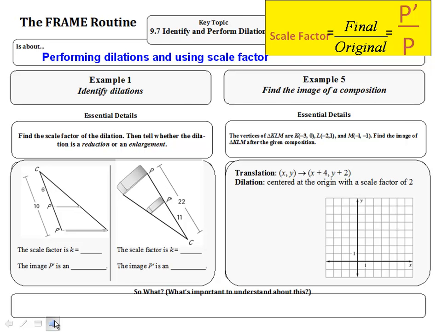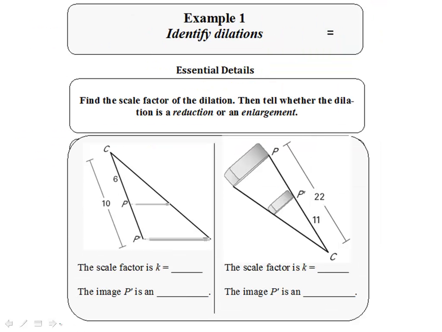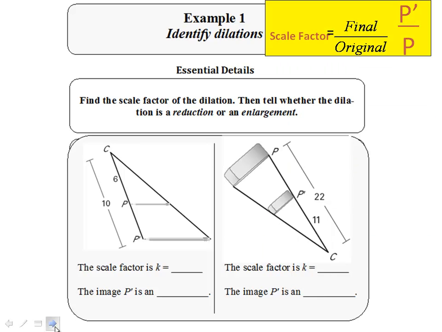So let's look at example 1 here. Remember, our scale factor is going to be our final over our original. This says find the scale factor of the dilation and then tell whether the dilation is a reduction or an enlargement. Reduction sounds like reduce. If you reduce something, you make it smaller. And enlargement makes it larger.